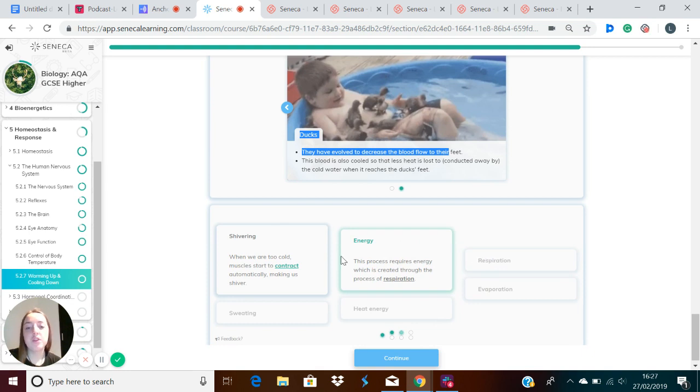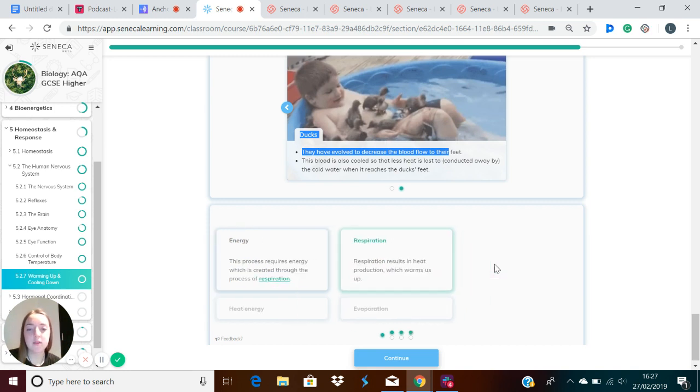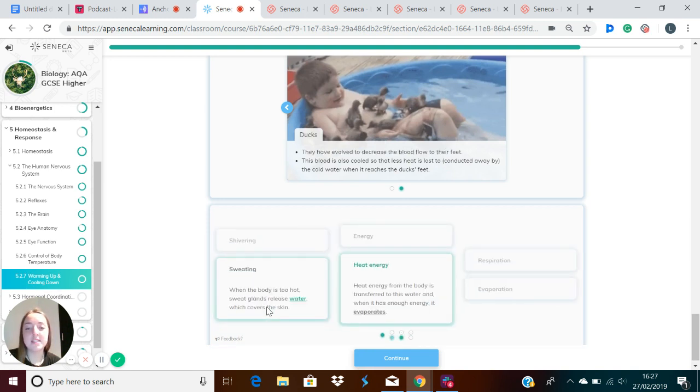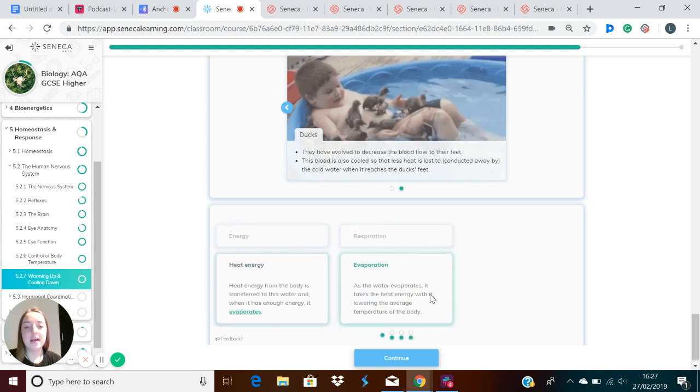When we shiver, this process requires energy, and this is through the process of respiration. Respiration results in heat production, which warms us up. When we sweat, the heat energy from the body is transferred to the water produced by sweat glands, and when it has enough energy, it evaporates. As the water evaporates, it takes heat energy with it, lowering the temperature of the body.